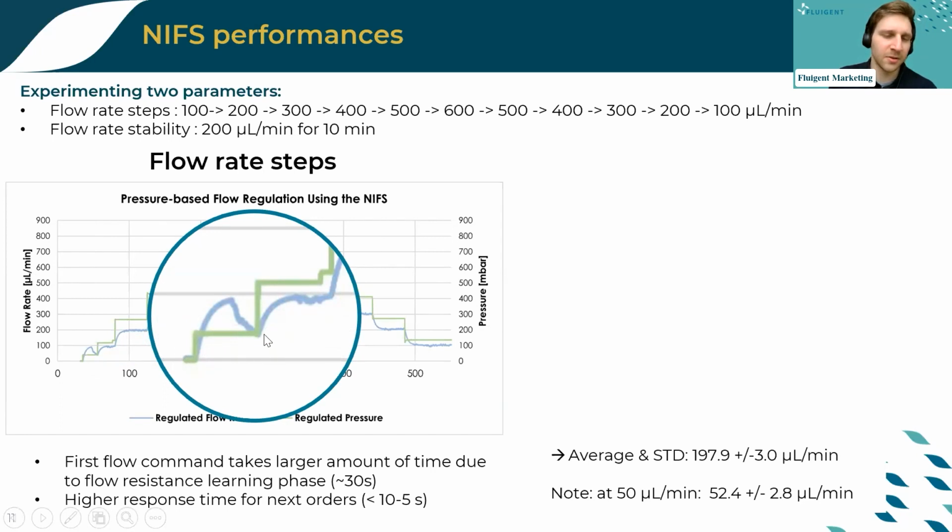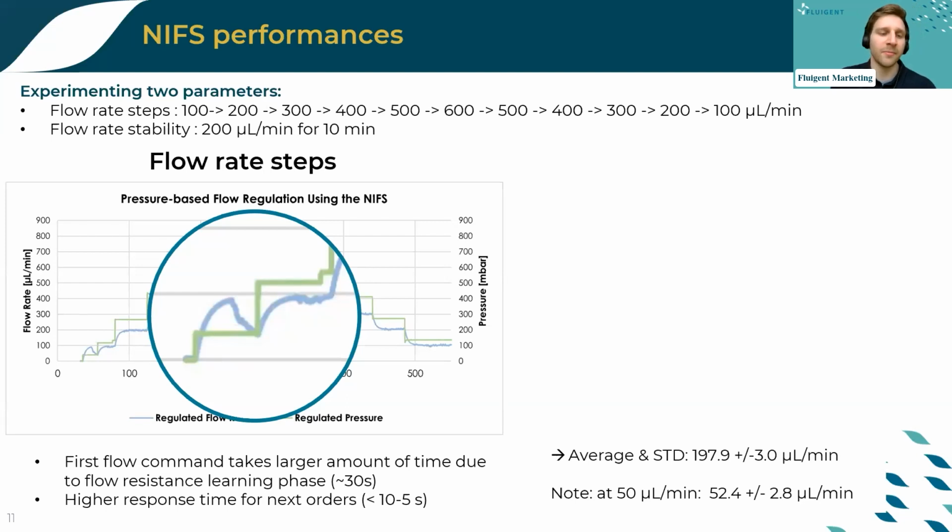This is the actual value that we measure with the NIFS, and since the NIFS knows the flow rate we have achieved with the implemented pressure, it will know what is the next pressure to apply in order to have the right flow rate that we ordered. So it's basically based on the fluidic resistance of your system. The resistance of your system depends on both the pressure and the flow rate, so we can determine the resistance of your system out of these two parameters.